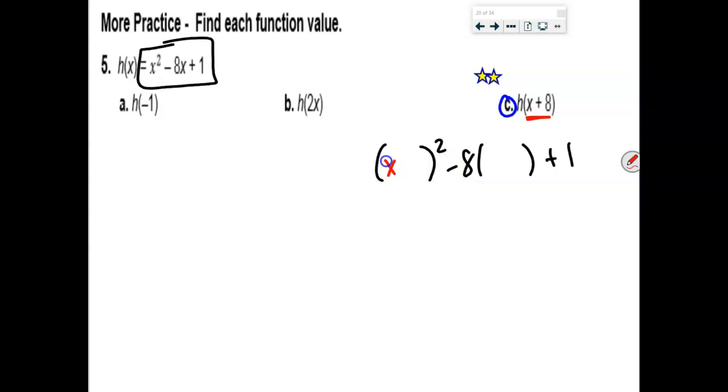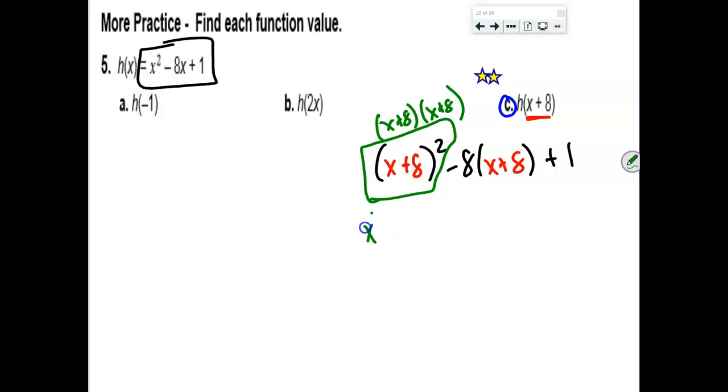Think like a tutor. Think like a teacher. What's going to go wrong here for some kids if they're not careful? This very first part right here, guys. X plus 8 squared means... x squared plus 64? Not that. You got to FOIL it, right? So this is x squared plus 16x plus 64. And then here, be careful you're distributing a negative 8, so that's minus 8x minus 64. And then don't forget that you have a plus 1 on the end.